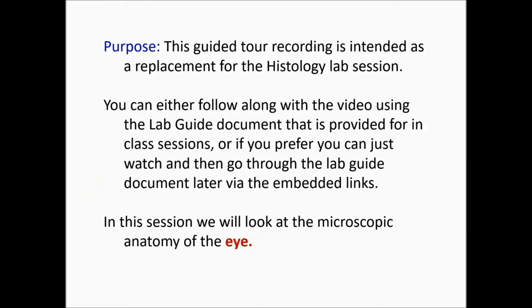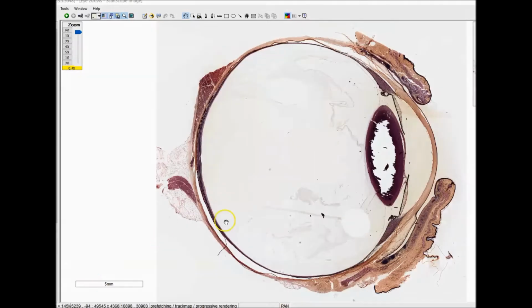This recording is intended as a replacement for the histology lab session. In this section, we're going to look at the microscopic anatomy of both the anterior segment and the posterior segment of the eye. This will be a fairly short lab session as there's only a couple of slides. Let's start with the 20x whole eye specimen.